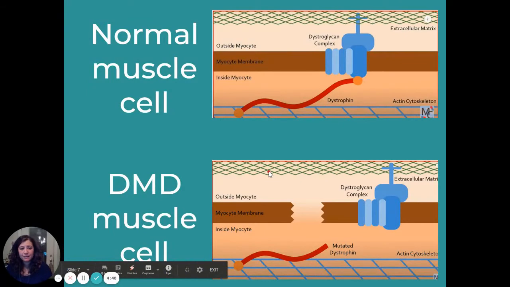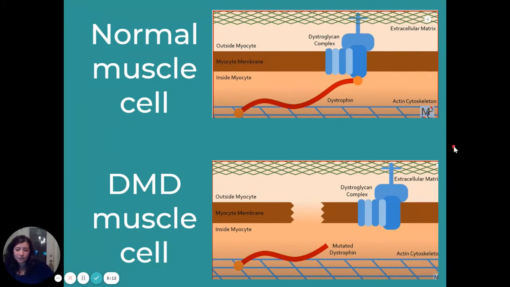So here's a more scientific looking picture to help you visualize this. So here is a normal muscle cell, and we can see here's dystrophin, and it's anchoring the muscle cell to the surrounding structure. So it's really keeping that muscle cell nice and sturdy and strong. But in DMD, there is no anchor. That dystrophin protein is broken. It's not connecting the muscle cell to the outside.